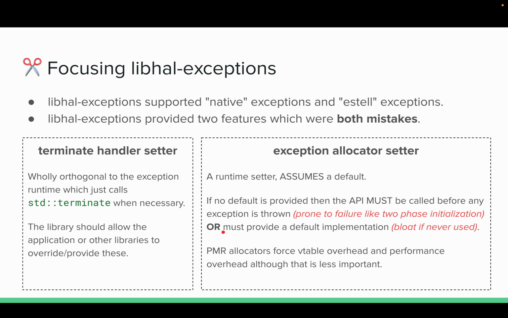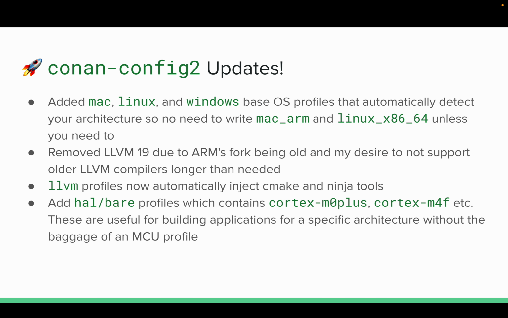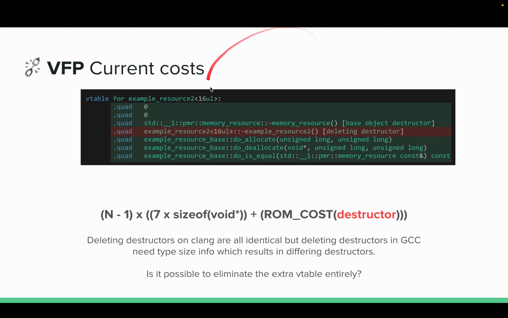Or there must be a default implementation such that if you don't provide one, we will provide one. But the problem is that now you're back to the terminate handler issue, where we're bringing in dependencies that people need to strip out in some way. Also, the PMR allocator forces vtable overhead and requires you to have an object. Even though deep down it's not that expensive, I already showed you what we did in order to get rid of all of this.